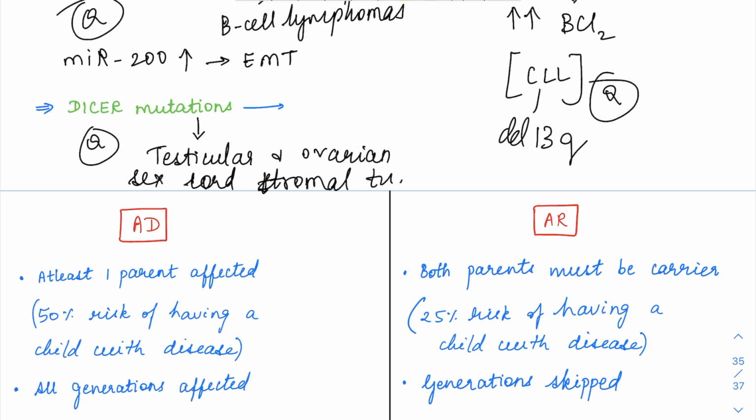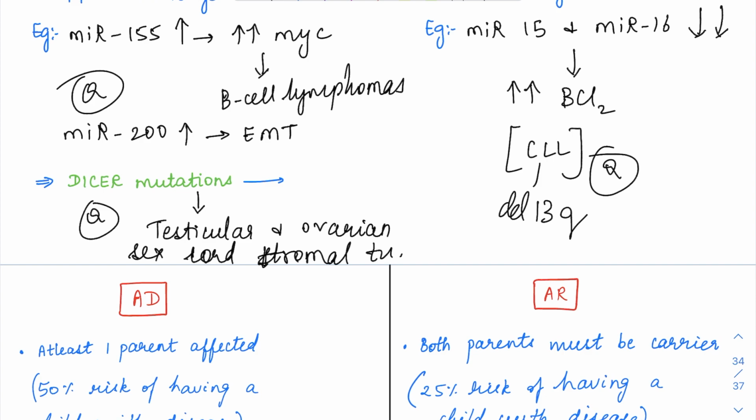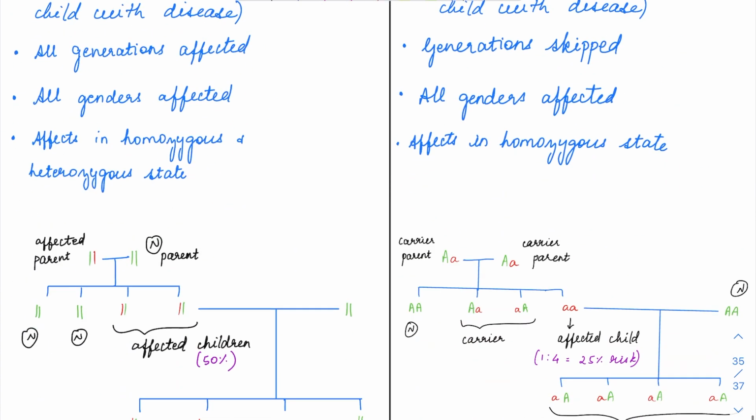Now we started with the basics of genetics, then we saw the various disorders classification, Mendelian, non-Mendelian disorders, then chromosomal disorders, multifactorial inheritance. Then we moved on to the lab diagnosis of genetic disorders. Then finally we saw about epigenetics and microRNA.